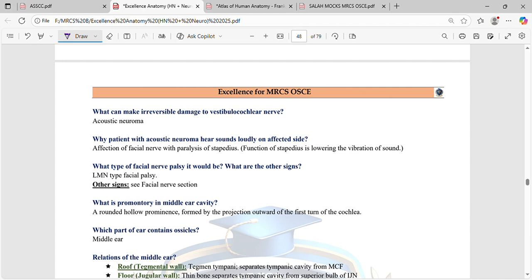And why does a patient with acoustic neuroma hear sounds loudly on the affected side? So affection of the facial nerve can cause paralysis of the stapedius. The function of the stapedius is lowering the vibration of sound. So the stapedius usually helps in the damping of sound. So what type of facial nerve palsy would it be? Lower motor neuron type of facial palsy.